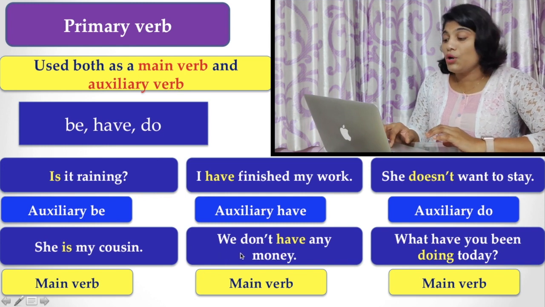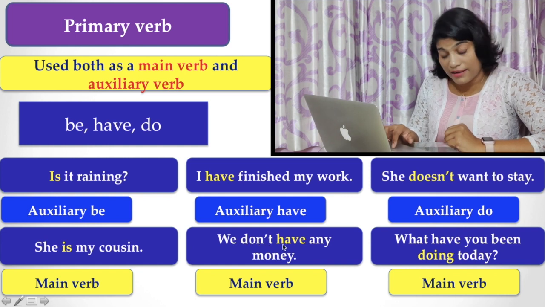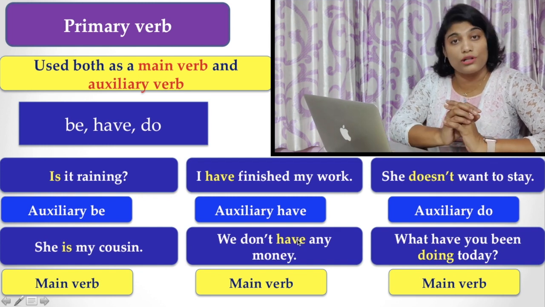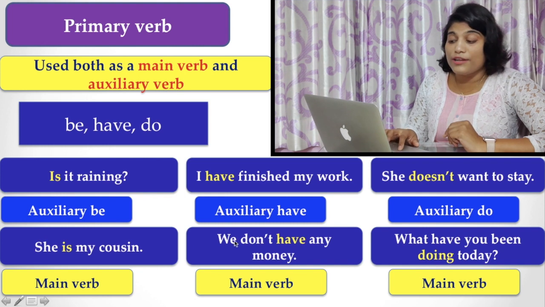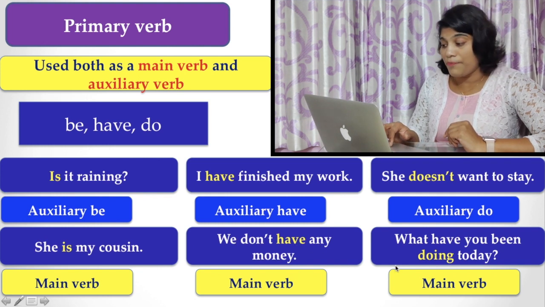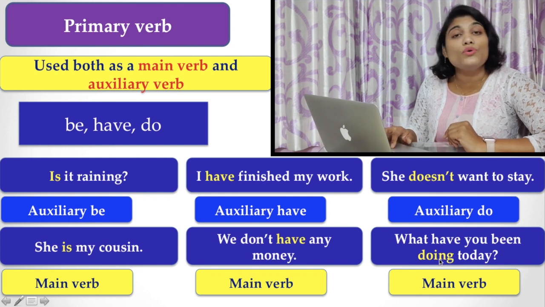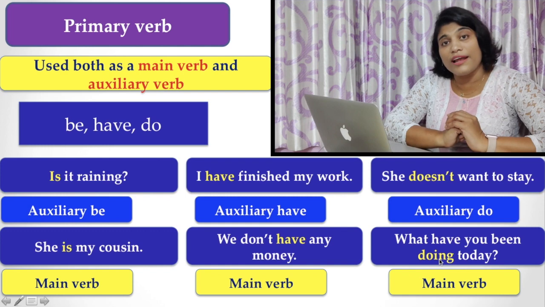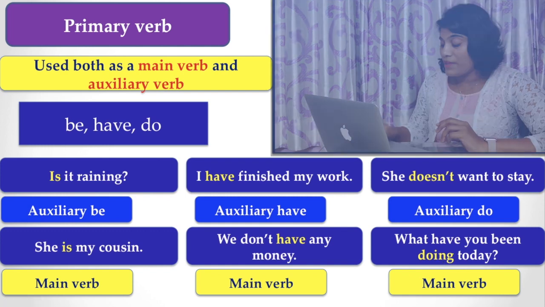Similarly, we don't have any money. Here, auxiliary do is used, but have is used also. Here have is used as a main verb. We don't have any money. But in this sentence, what have you been doing here? Here the do verb is not an auxiliary verb. Here do is used as a main verb.